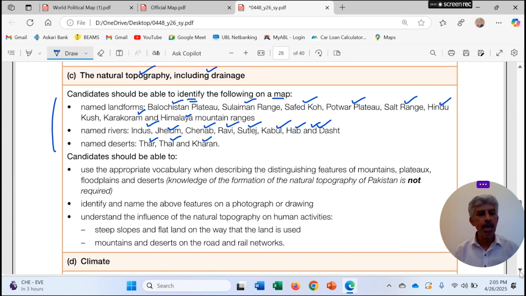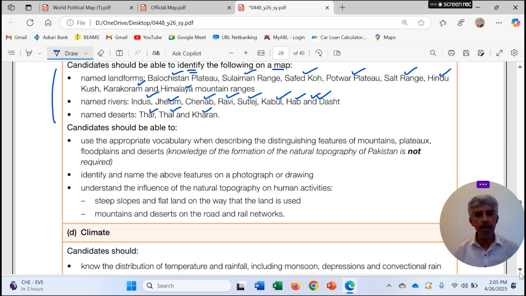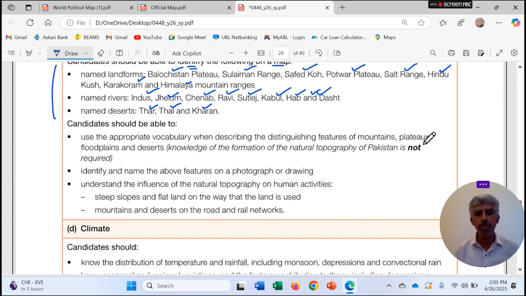the identification. Candidates should be able to use the appropriate vocabulary when describing the distinguishing features of mountains, plateaus, floodplains, and deserts. Knowing of the formation of the natural topography of Pakistan is not required. So how these landforms are formed, that is not required. So simply cutting this line, students should not be knowing that how the mountains were formed in Pakistan, how the deserts were formed in Pakistan, how the plateaus are formed in Pakistan. Not required. You are not supposed to learn these things, that how these things were established and how they were formed.